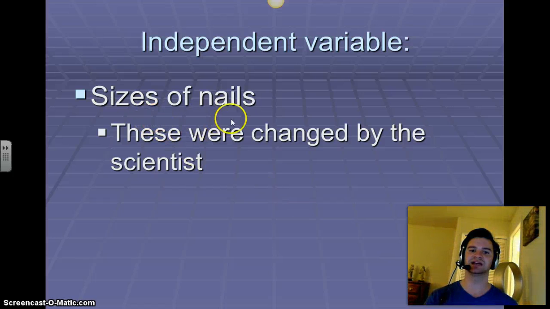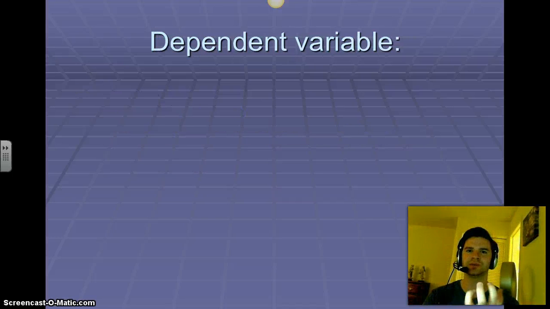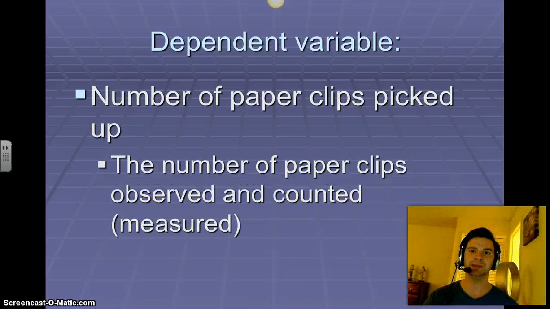The independent variable was the sizes of the nails. I was changing the sizes of the nails. Different sizes of nails. That's what I was doing. All right, what was my dependent variable? What were we measuring? What were we collecting data on? The number of paper clips picked up by the different sized nails.